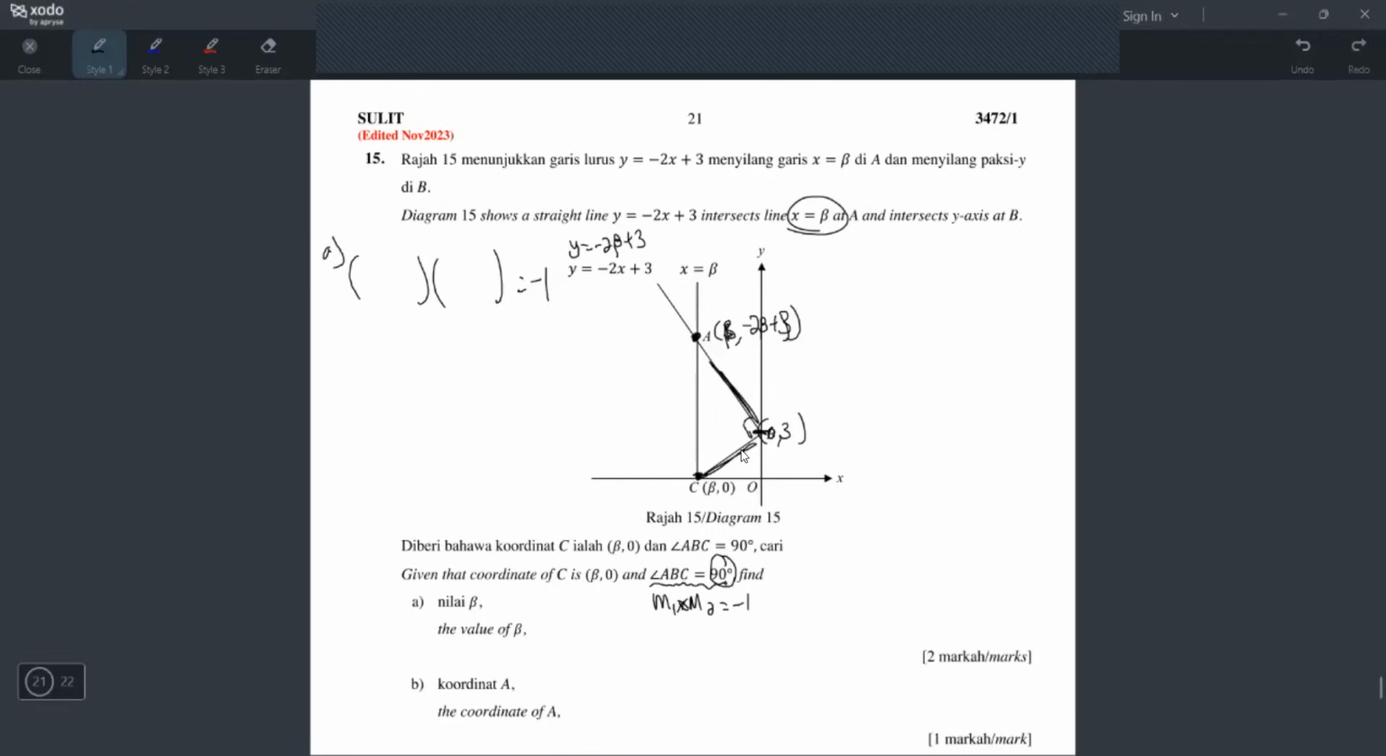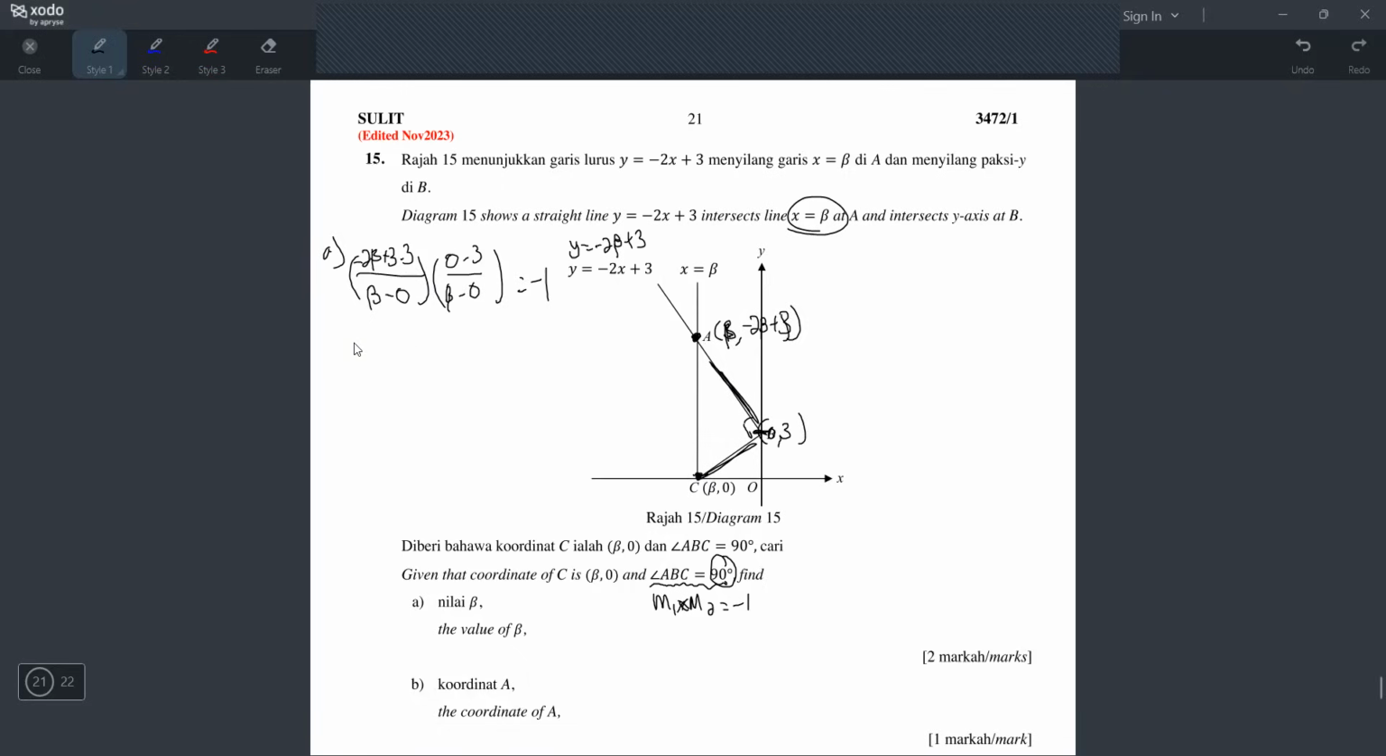And now you can take the gradient of AB times with gradient of BC equals -1. What is AB gradient? Use the gradient formula, y minus y divide x minus x. So you will take -2 beta plus 3 minus 3, and then divide x minus x, beta minus 0. And then times with the BC gradient. What is the BC gradient? Same thing, y minus y over x minus x. So 0 minus 3 divide beta minus 0.